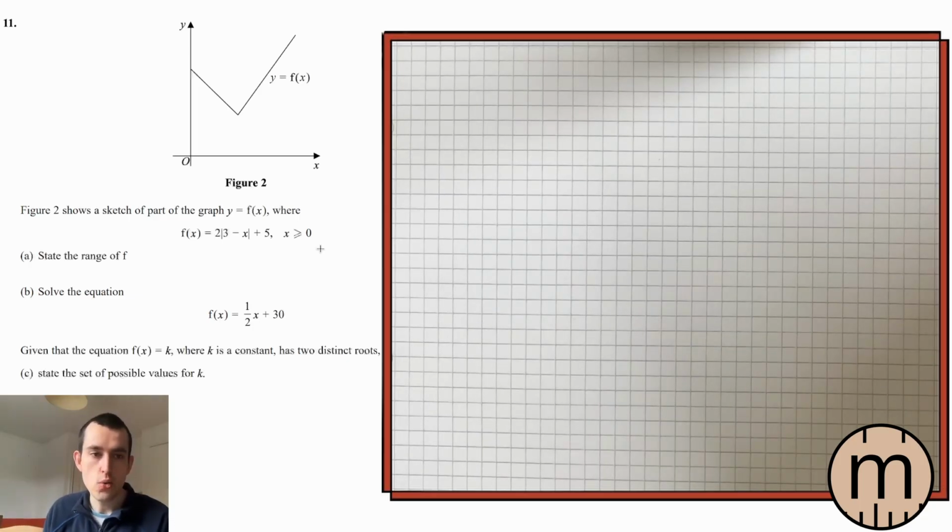In part A, we're asked to state the range of f. Let's get started. In a question like this, when it says state, it means the answer is quite obvious. You can't see the marks, but it's worth 1 mark here. So it should be a very quick, put down the answer, move on.